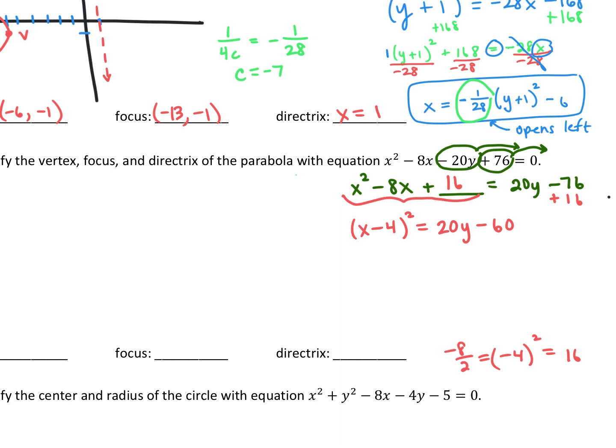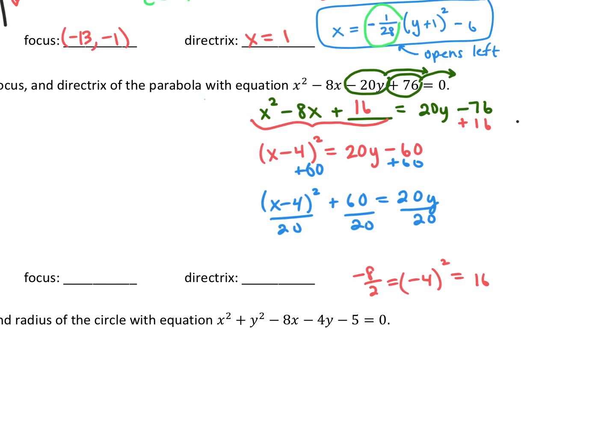Okay, so the information we can gather so far about our parabola is it's an x squared parabola with a y equals. This is going to open up or down. We do want to get this y alone, so this 20 and this minus 60 have to go to the other side. We'll start by adding 60 to both sides. So we have x minus 4 squared plus 60 equals 20y. And then we're going to divide everything by 20.